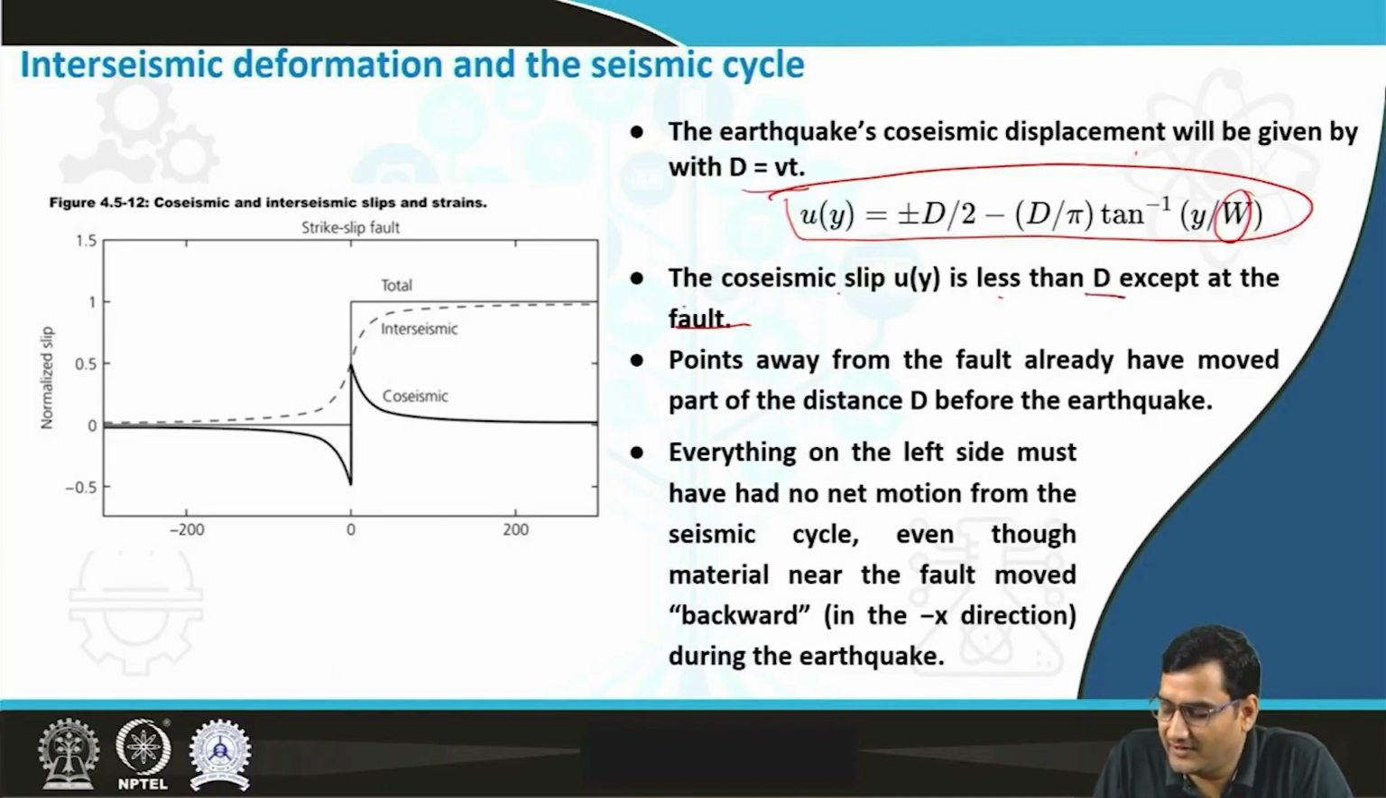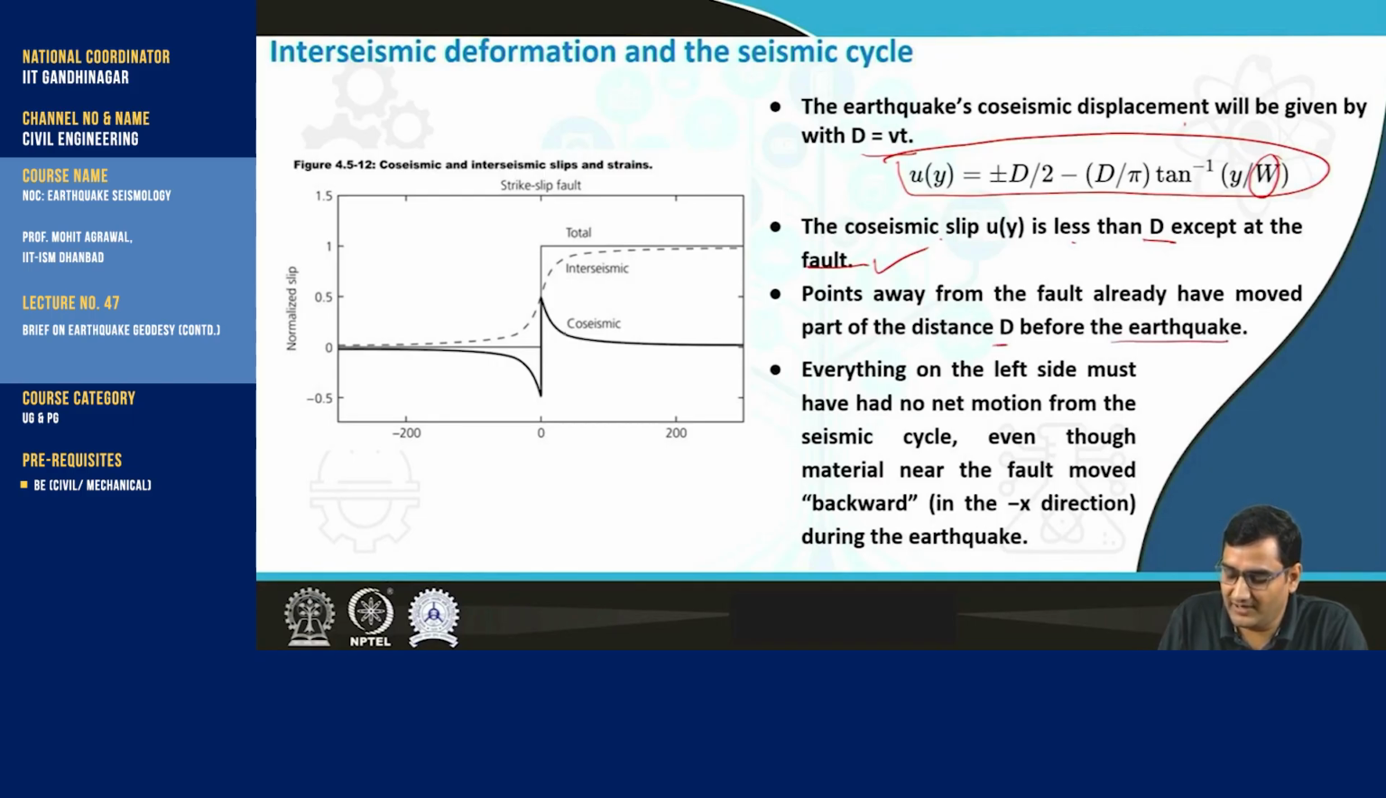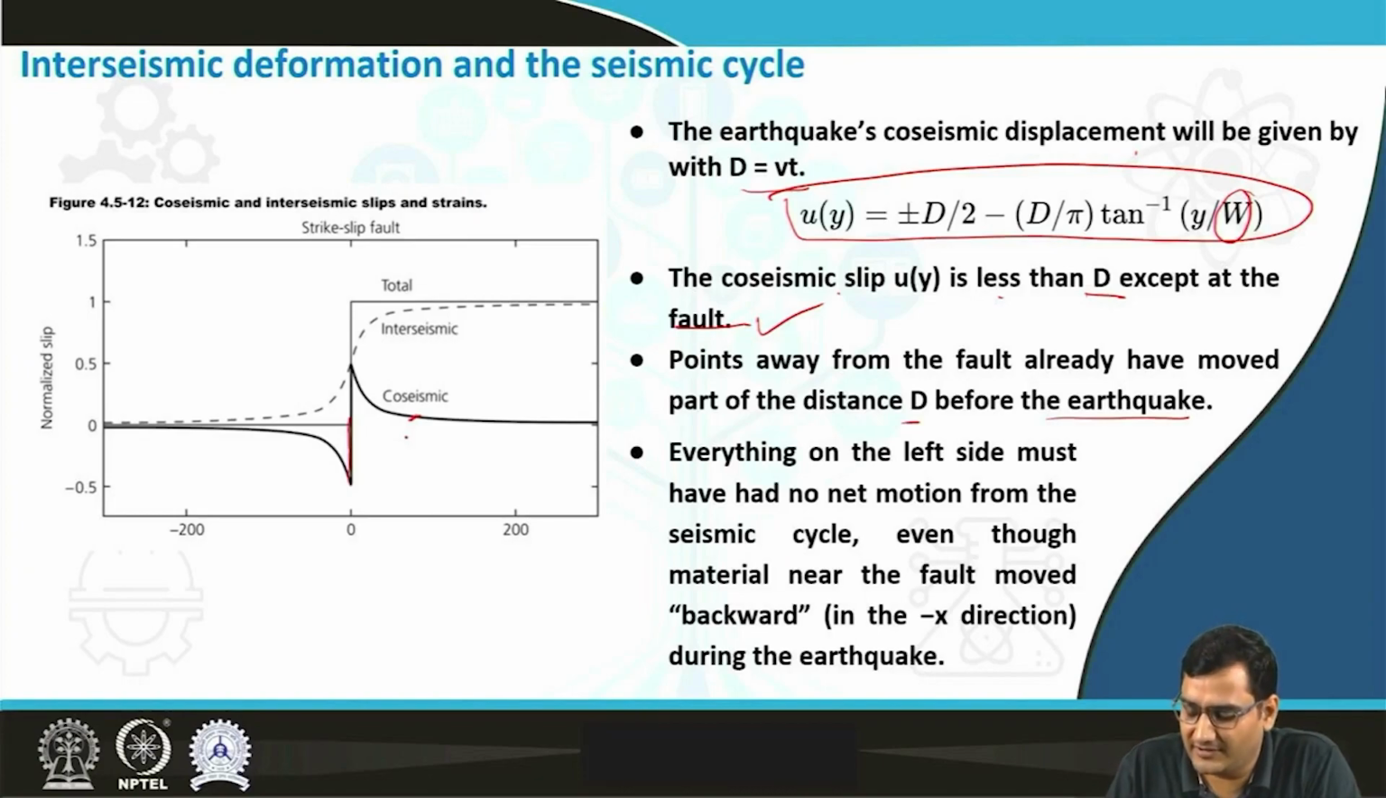So this is what is written here. The co-seismic slip uy is less than capital D except at the fault. Points away from the fault already have moved part of the distance capital D before the earthquake. So if you look at this co-seismic motion, during the earthquake, this has moved a distance capital D here. If you look at the points that are a little far away from the fault, for example this one, this has already moved during the inter-seismic stage, and during the co-seismic stage it will basically be moving only a part of the distance capital D before the earthquake.